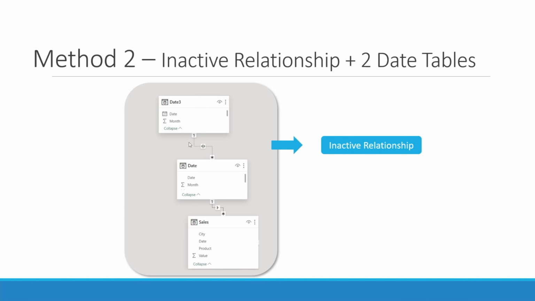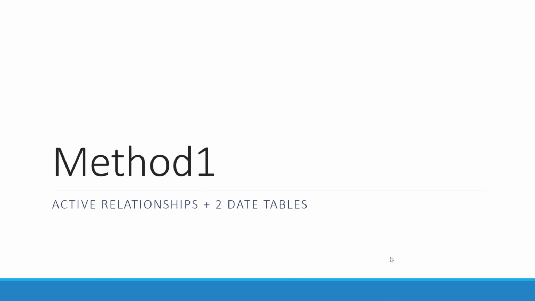In Power BI, you can see that inactive relationships are represented with the dotted line as opposed to the solid line like this. Let's get started with method 1, using active relationships to connect the 2 date tables.